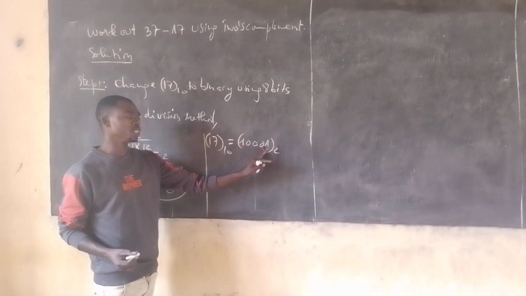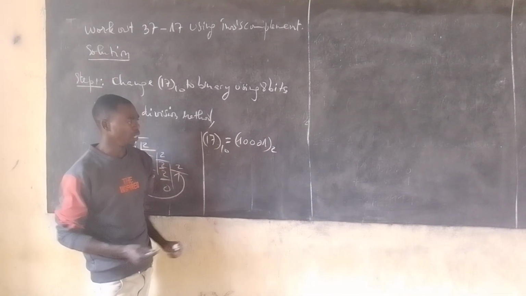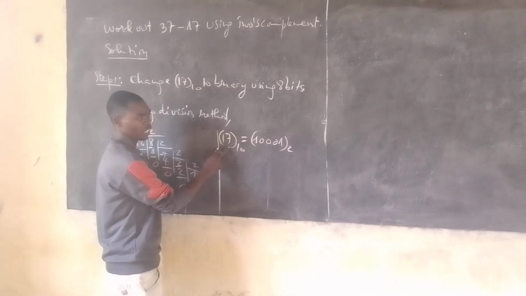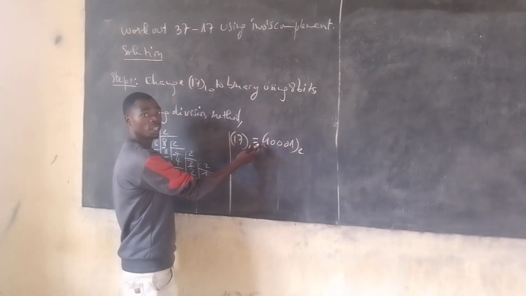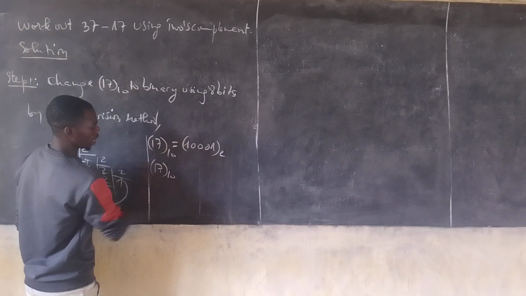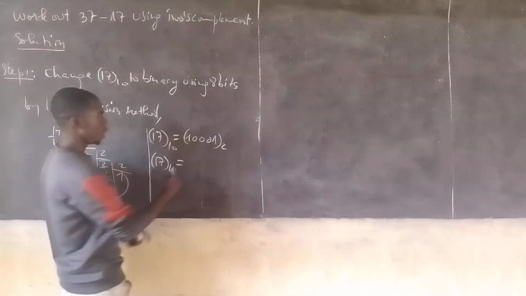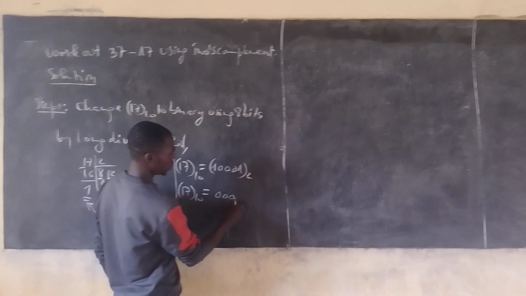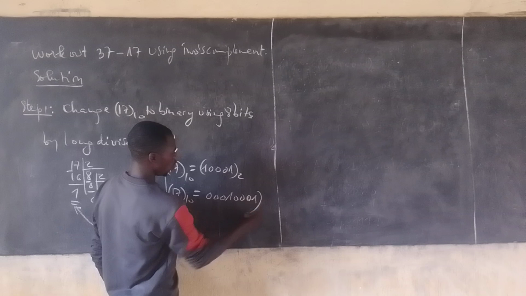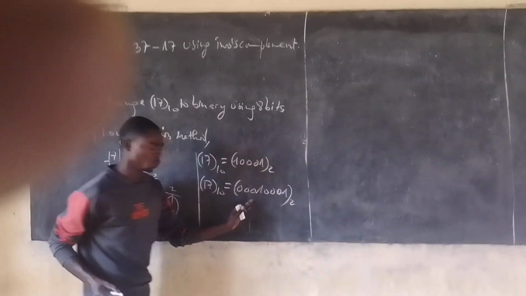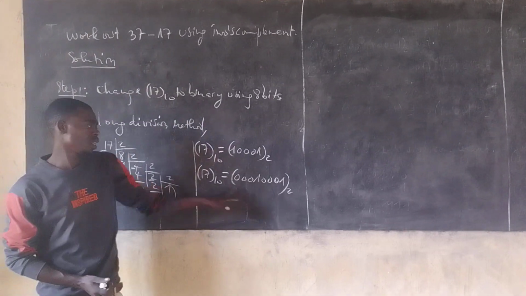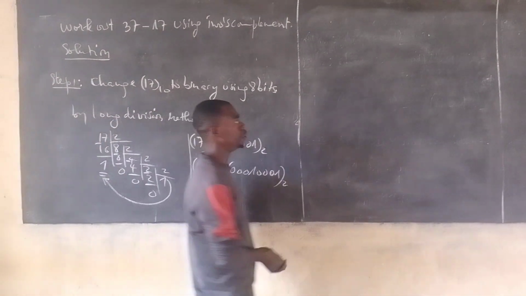But we have to write this using 8 bits, and you see here we have 5 bits. So we have to add the other 3 zero bits here. Meaning we can represent this number as 0, 0, 0, 1, 0, 0, 0, 1 in base 2. So this is step 1: we change 17 into binary by using 8 bits.